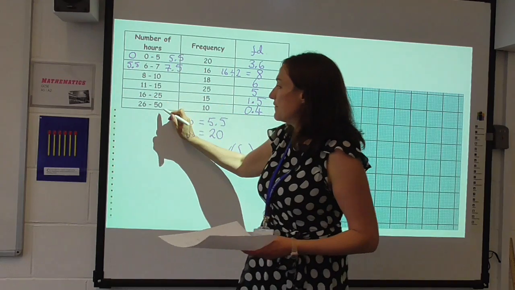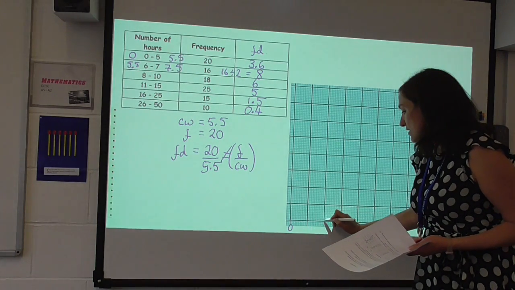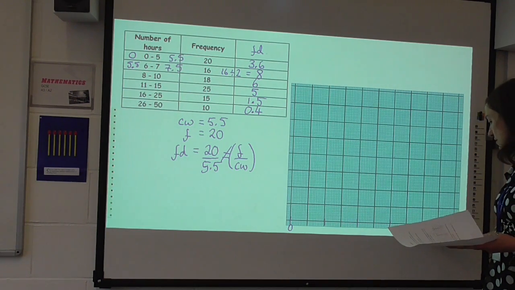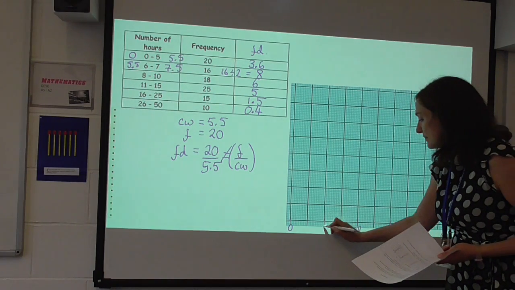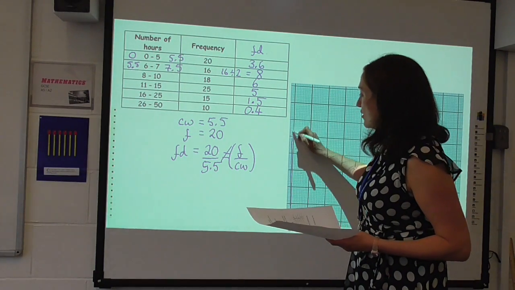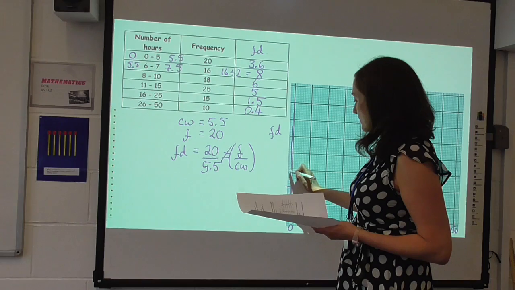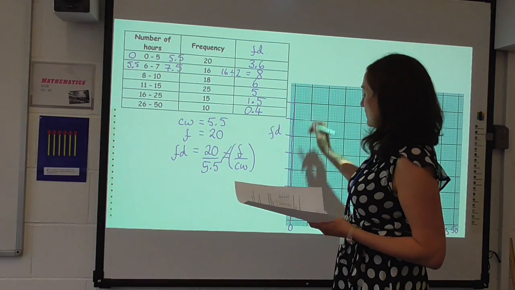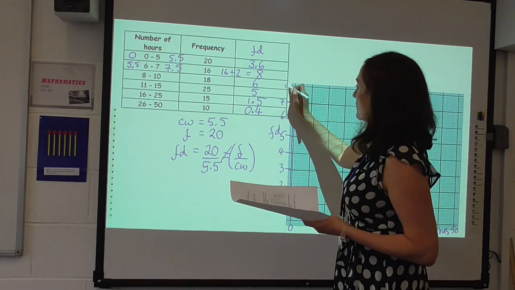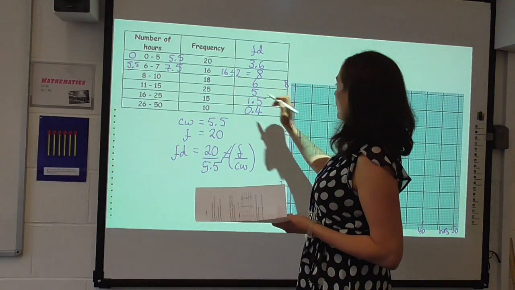So you would have gone from 0 to 50.5 on your x-axis, so 0, 10, 20, 30, 40, 50. You would label your axis as hours, there. And then up on the y-axis, using a ruler, you would get frequency density, and the maximum that is 8. Okay, and then what you do is you would draw in your bars.